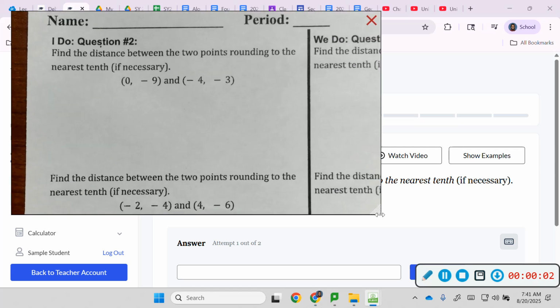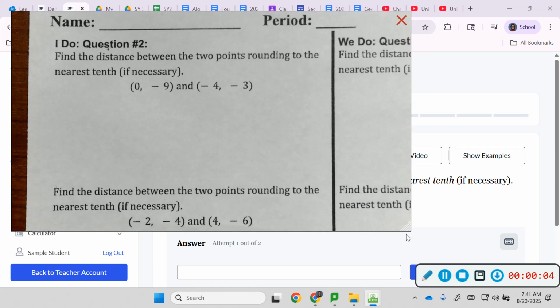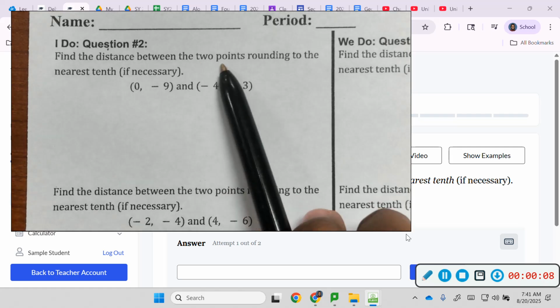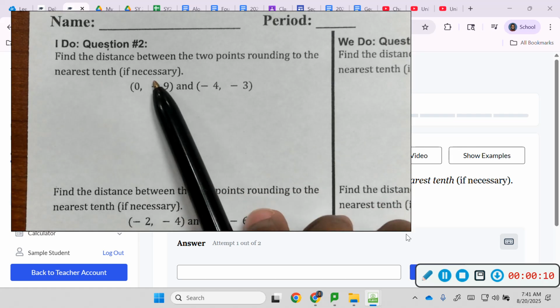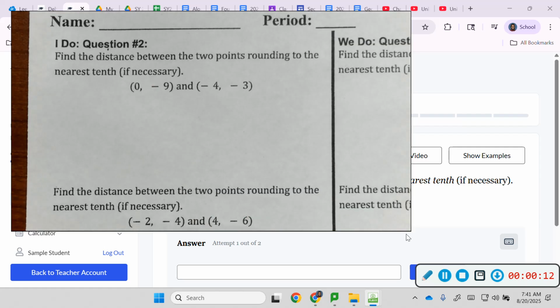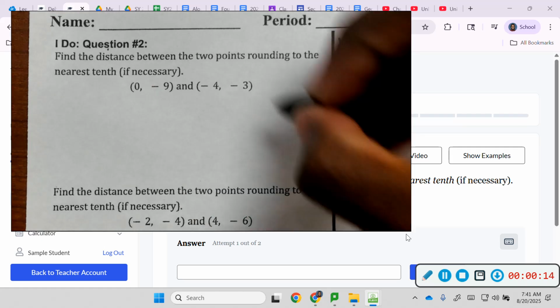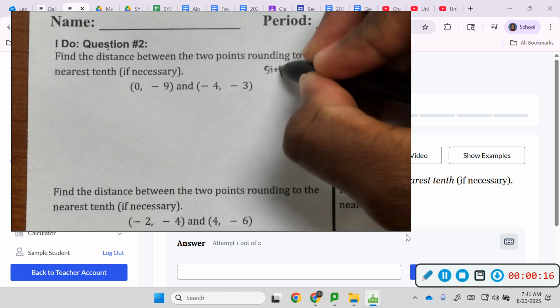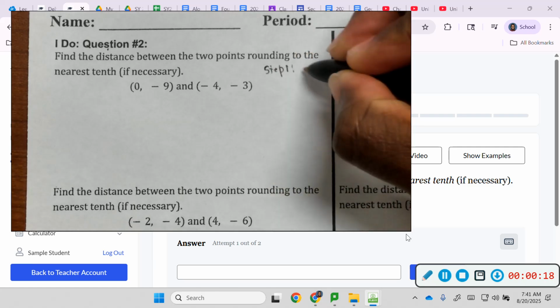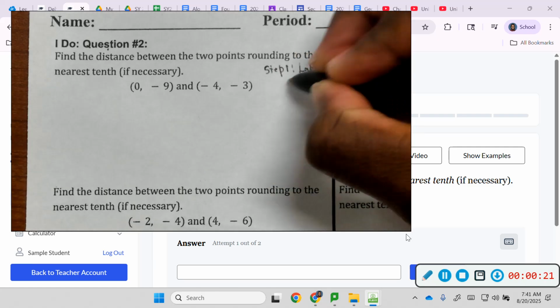Unit 1, Foundations of Geometry, question number 2. The question says we're trying to find the distance between the 2 points and round the answer to the nearest tenth. First things first, we need to label our points. So step 1, label points.